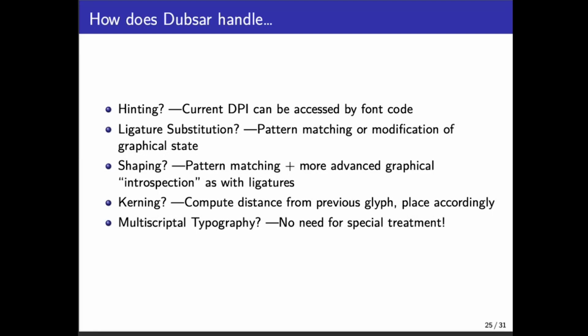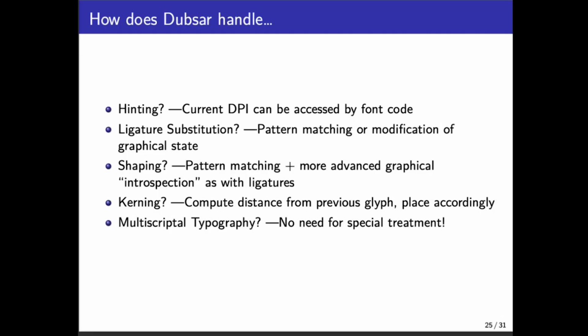Well, in my case, the DPI, that is, the physical resolution, is just a parameter. So the font code can say, okay, I'm parameterizing at 8 by 8 pixels, I'm going to output this glyph, or I'm going to draw slightly to the left rather than the right. What about ligature substitution? Well, we have pattern matching, so we can preemptively match a TH, an FI, whatever your common ligatures are, or you can modify the graphical state.